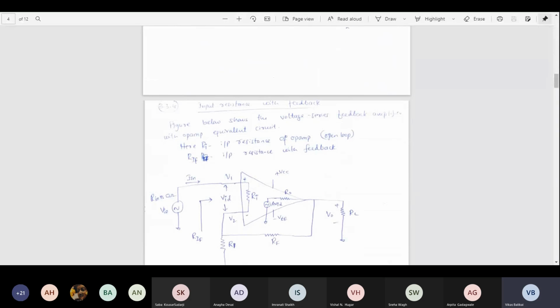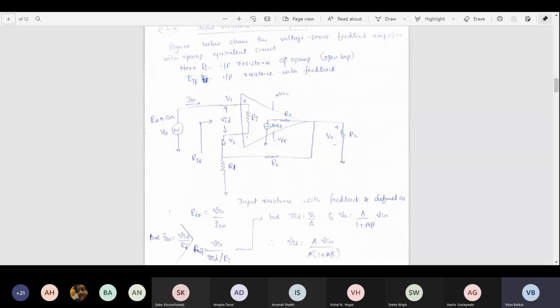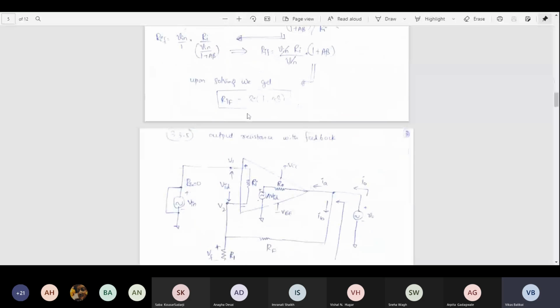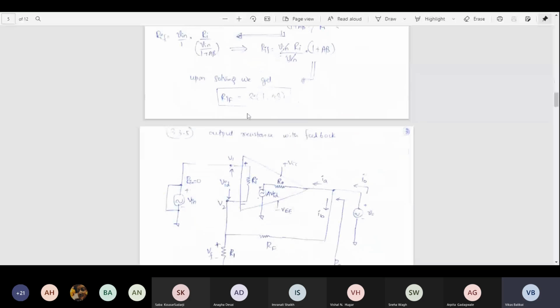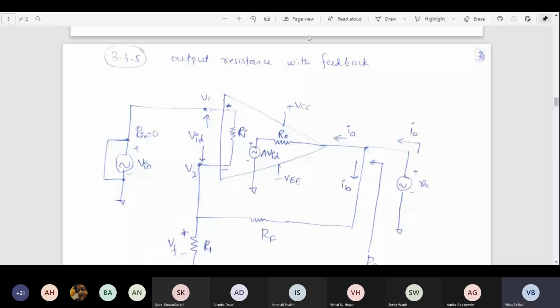Now, as I have told, input resistance of a voltage amplifier. So basically, op amp is a voltage amplifier, and the input resistance of the voltage amplifier will be very, very high. And as a derivation of that, we obtained RIF is equal to RI multiplied by 1 plus A into beta. Now, let's try to understand the output resistance of the feedback amplifier, that is, the output resistance of the non-inverting voltage series feedback amplifier.